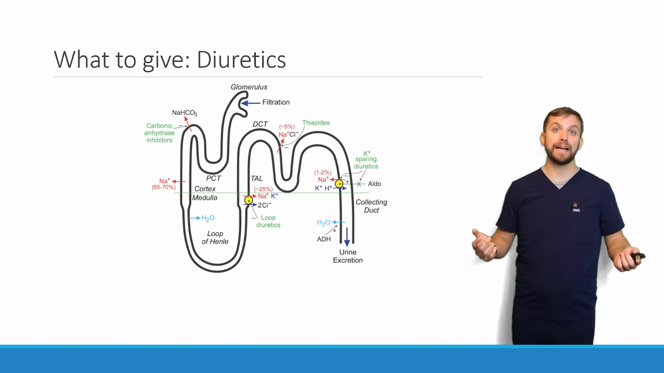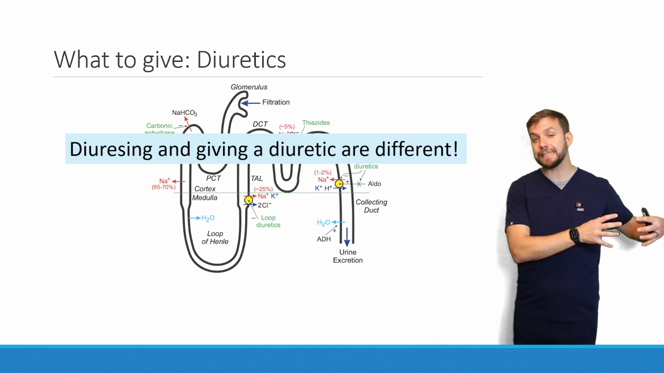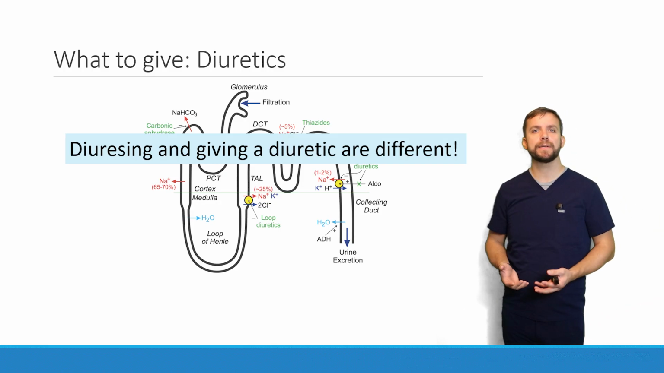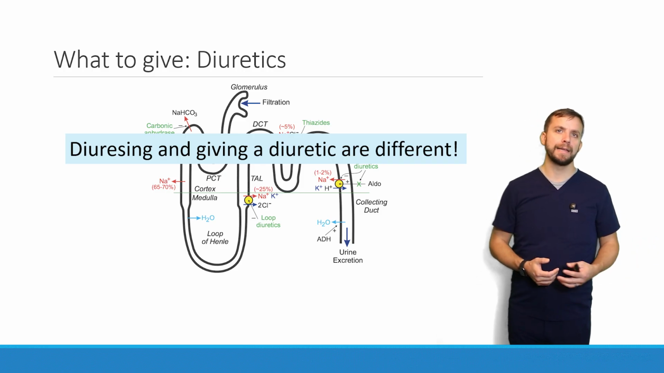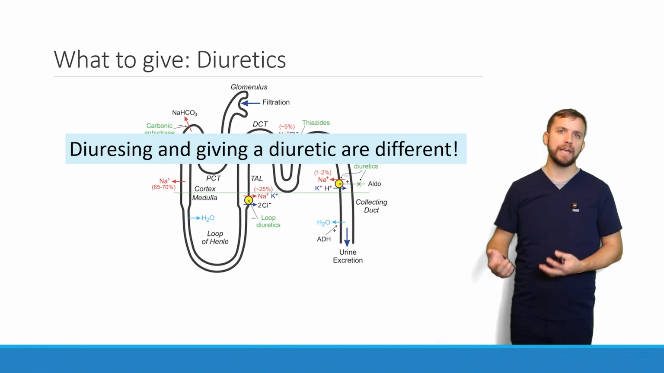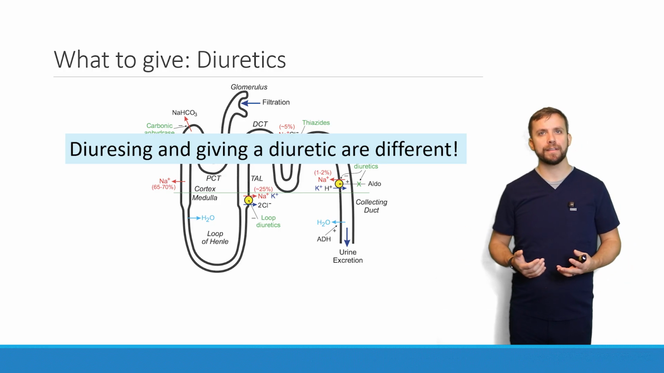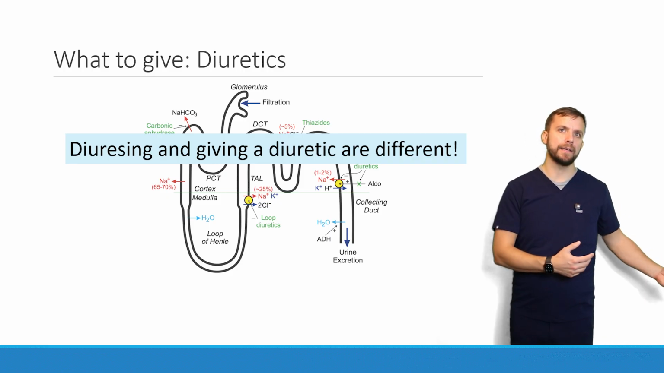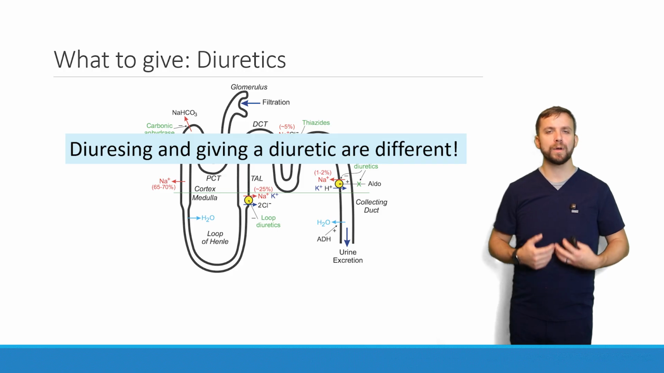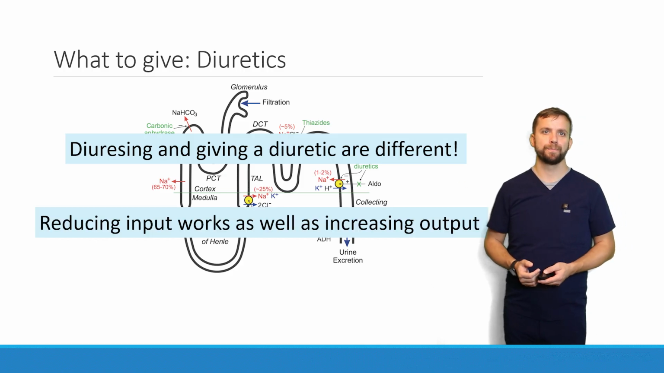So what to give? Diuretics obviously is going to be the big thing to give. And like I said, there's a difference between diuresing somebody and giving somebody a diuretic. If you give somebody 20 milligrams of furosemide and they pee 2 liters, but you gave them 4 liters, that's not really diuresing them. Diuresing them, and the definition that we refer to, would be having more out than in. So whenever you want to give diuretics to the point that you have more output than input.